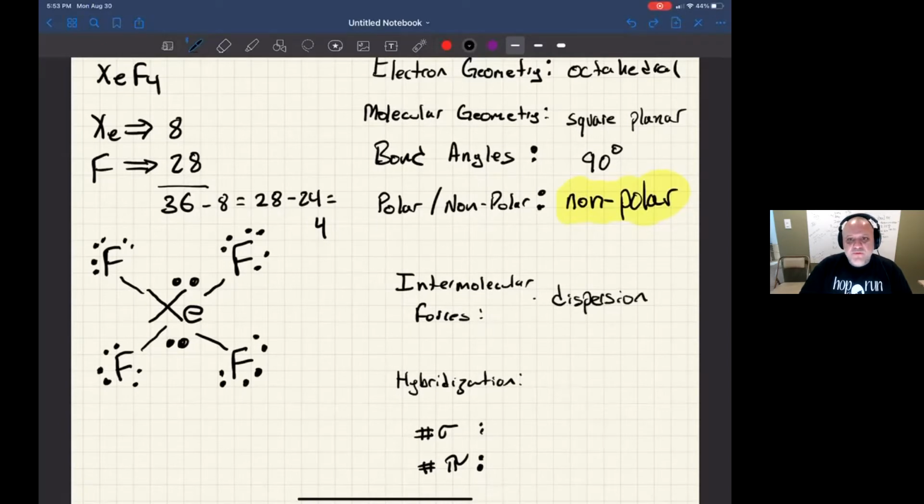The hybridization will always be determined based on the electron geometry. In this case, octahedral, that means sp3d2 hybridization. All single bonds, those are sigma, and there's 4 of them. And that means there's no pi bonds because there's no double or triple bonds. And that's xenon tetrafluoride.